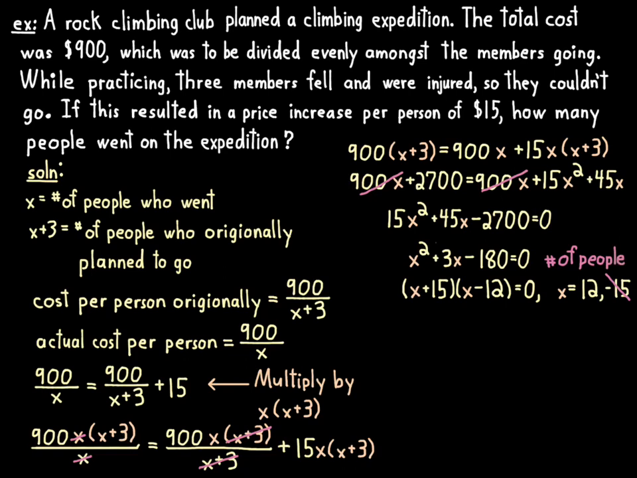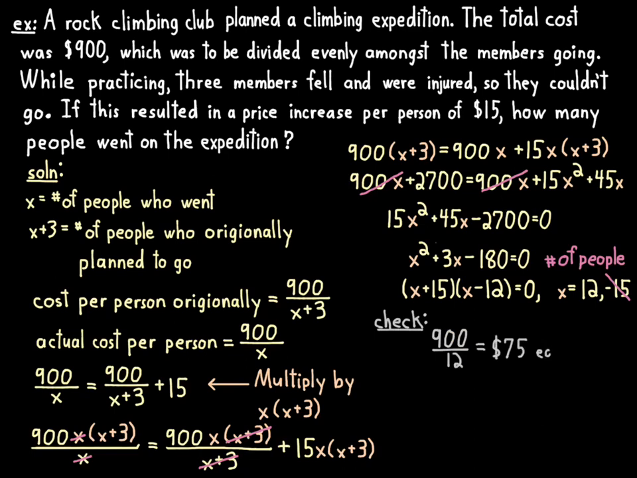But the minus 15 you cross off, not because numbers can never be negative, but because of what these numbers represent. X is the number of people who went on the expedition. It's not minus 15 people. That would be 15 people appearing from an expedition. Okay, so 12 people went on the expedition.